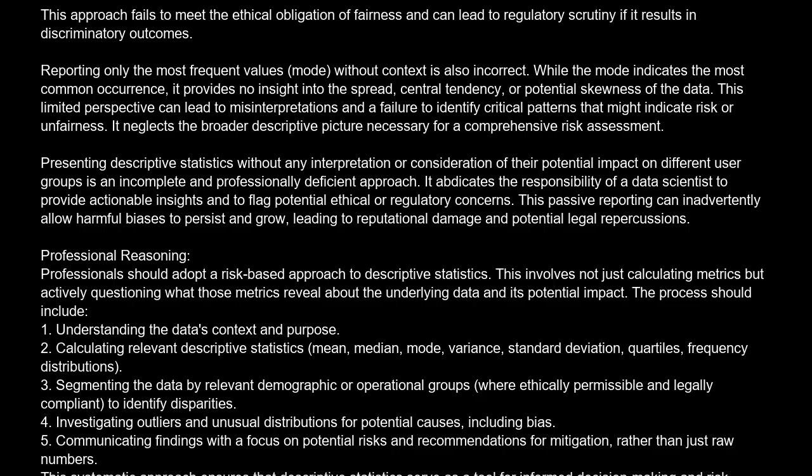3. Segmenting the data by relevant demographic or operational groups where ethically permissible and legally compliant to identify disparities. 4. Investigating outliers and unusual distributions for potential causes, including bias. 5. Communicating findings with a focus on potential risks and recommendations for mitigation, rather than just raw numbers. This systematic approach ensures that descriptive statistics serve as a tool for informed decision-making and risk management, upholding ethical standards and regulatory compliance.